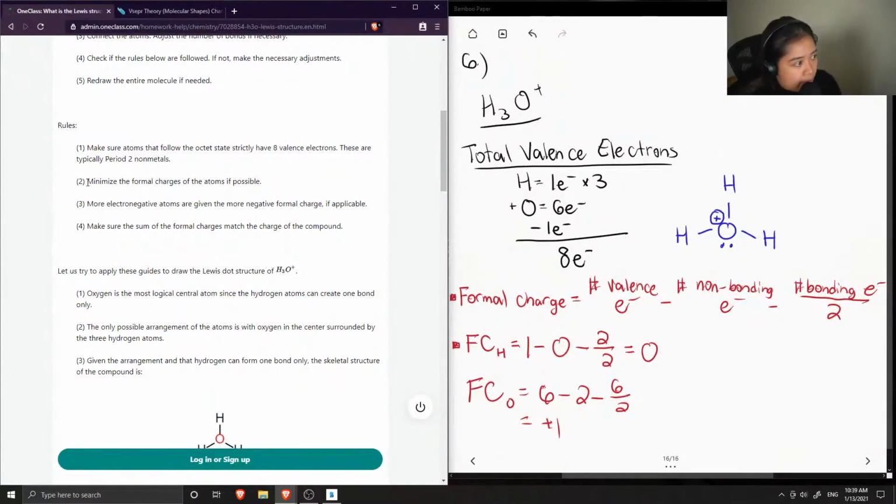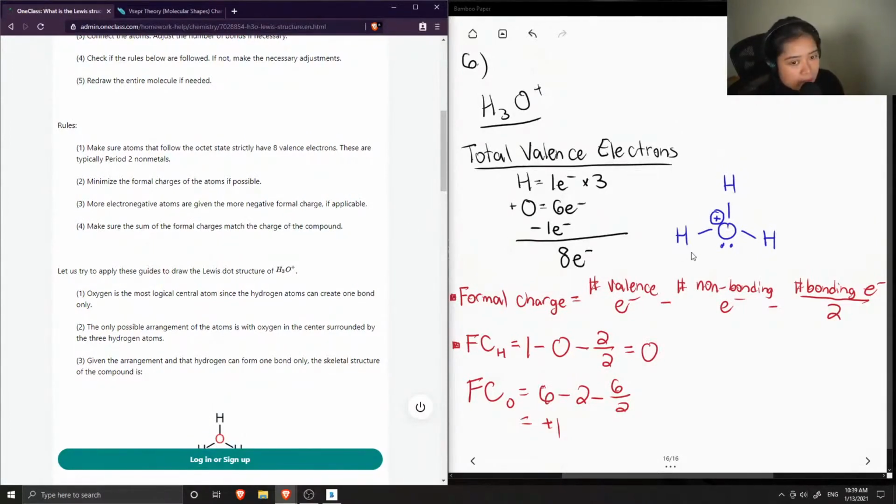Rule number 2 is to minimize the formal charges of the atoms if possible. Rule number 3, more electronegative atoms are given the negative formal charge if applicable. And lastly, rule number 4, make sure the sum of the formal charges matches the charge of the compound.